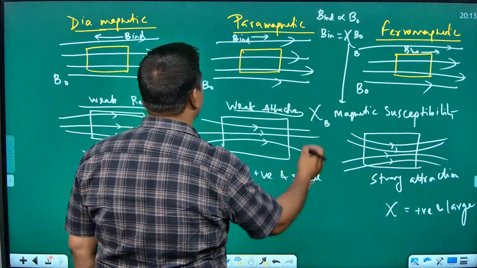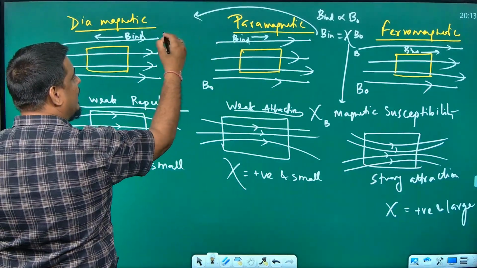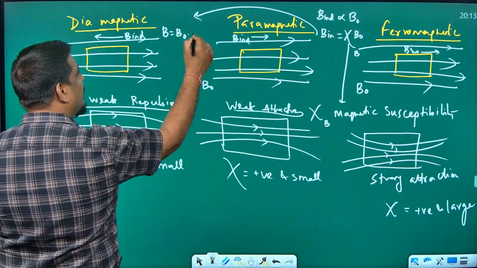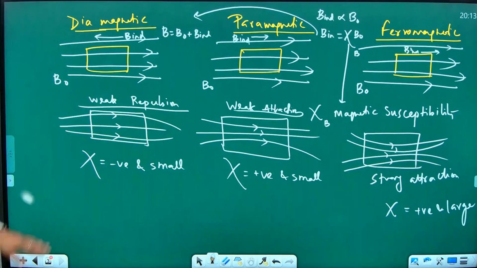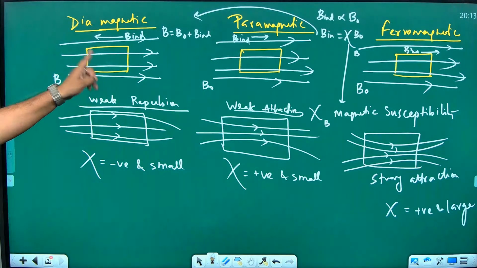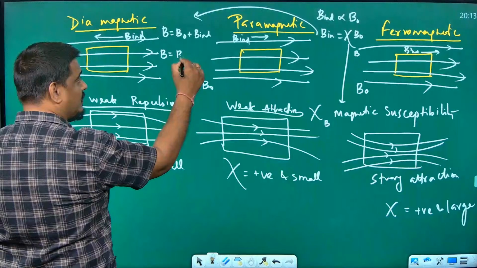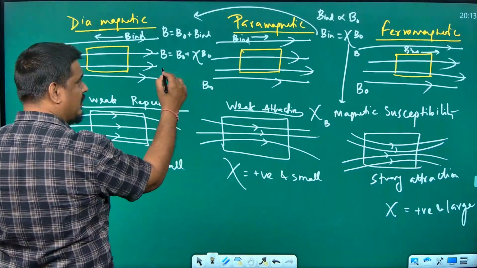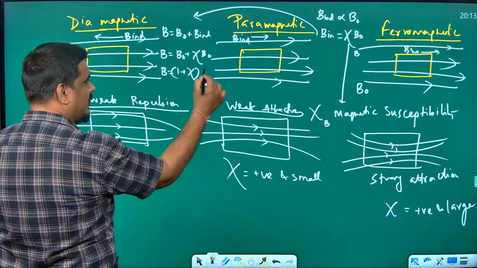I don't have much space, so I am deriving it here. So I can write total magnetic field will become equal to B applied plus B induced. Applied magnetic field is B naught, induced is B induced. If I add both, that is total magnetic field. So total magnetic field can be written as B naught plus, what is B induced? Chi times B naught. So B will become equal to 1 plus chi times B naught.